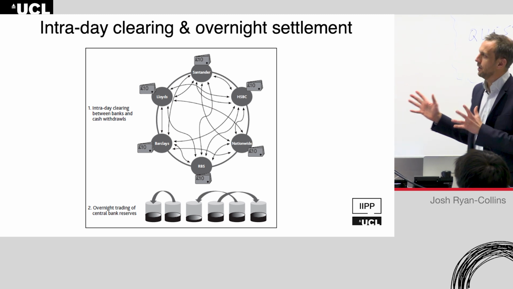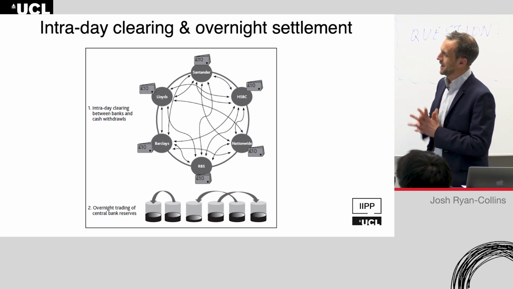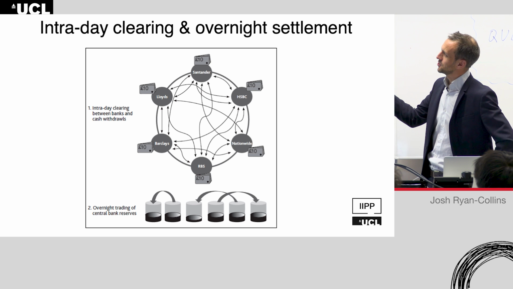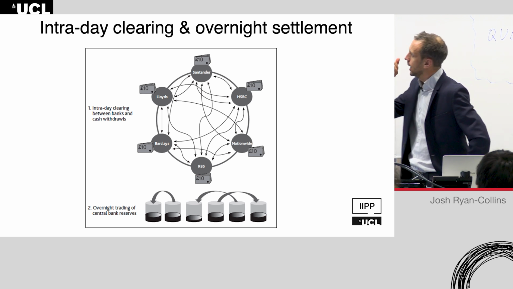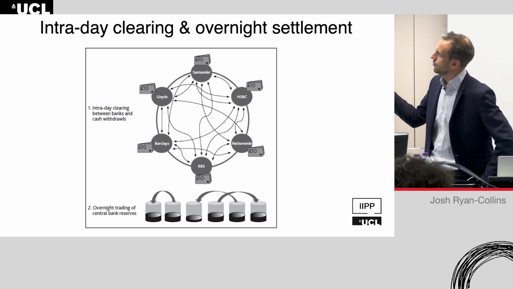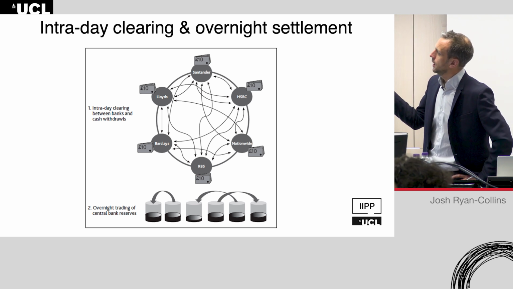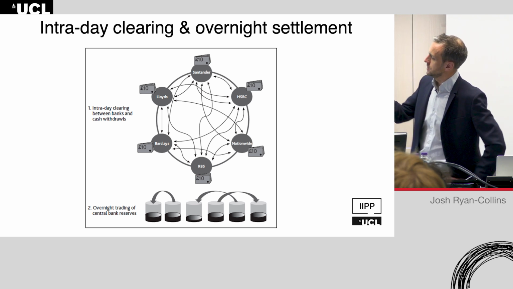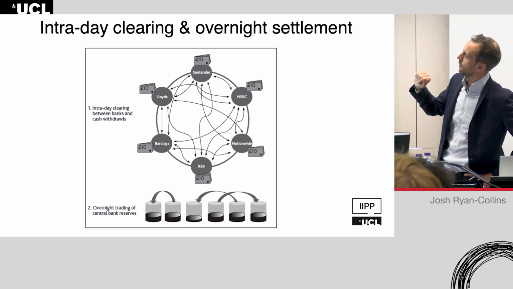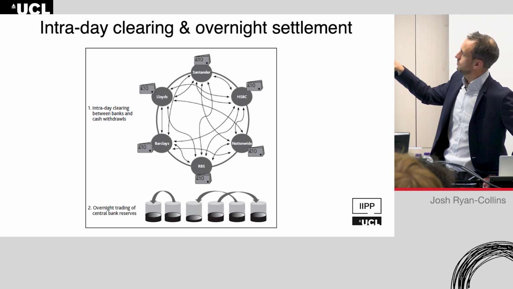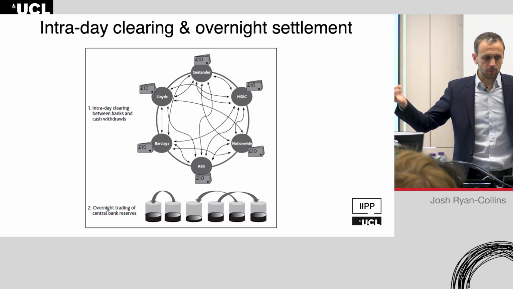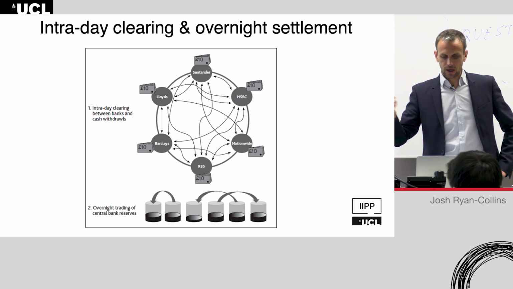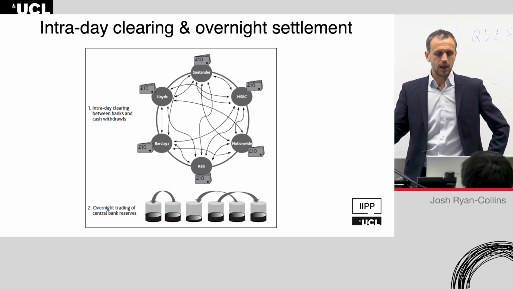Now, to make that a bit clearer, because I know it's a bit of a complicated thing, this is a visual that tries to represent what I've just been talking about. Essentially, this clearing process is represented in the top diagram here. This is the big six banks in the UK. They're clearing by swapping reserves with each other during the course of the day.